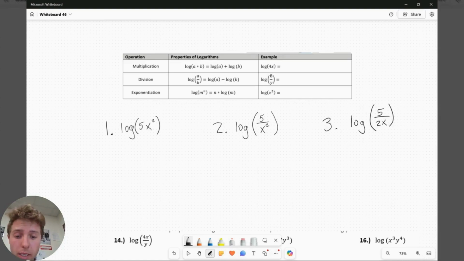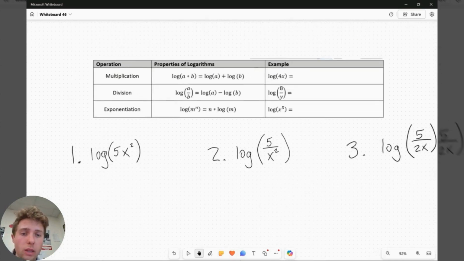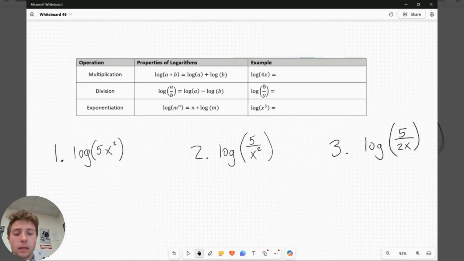So, breaking down some of these properties, let's just start with the basics. These different properties are multiplication, division, and whenever you have an exponential. The properties are kind of shown in the middle there. But let's look at these examples.